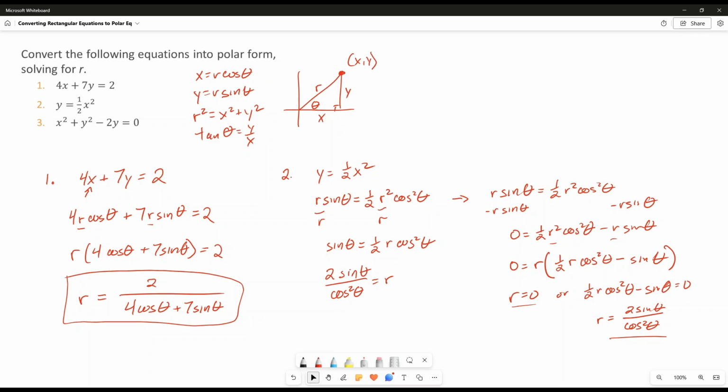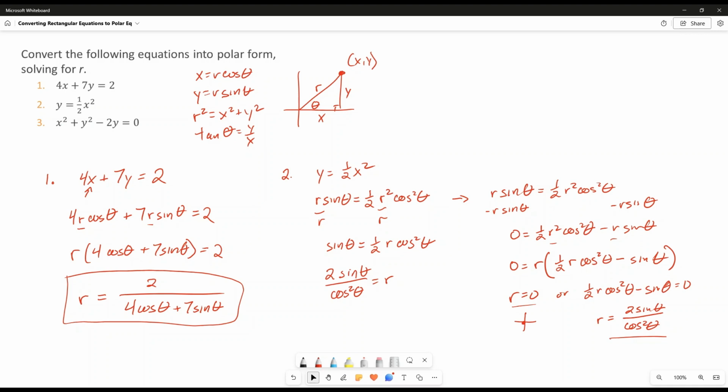We could actually verify this if you were to graph r equals 2 sine theta over cosine squared theta on a polar plane and compare it to the graph of our original function, y equals 1/2 x squared. They actually do produce the same graph. So just visually we can graph them and verify that the r equals 0 solution is not necessary. And really, the r equals 0 solution is just a circle of radius 0. So it's really just a point at the origin.